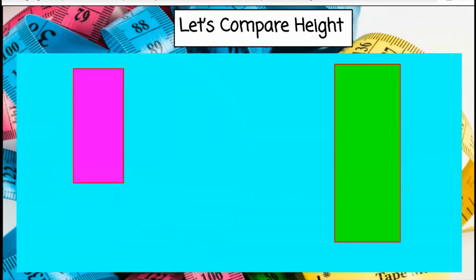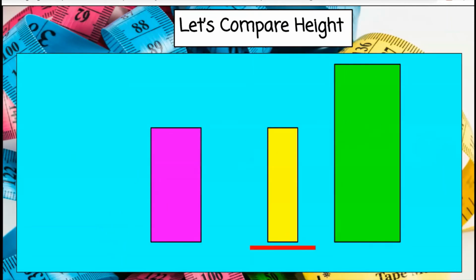Let's take a look at these two rectangles. We put our endpoints. So let's see. Which rectangle is shorter? Your teacher's going to pause the video and you guys are going to talk about which rectangle is shorter. Looking at these endpoints, there's a lot of space, but if we nudged that down, we would still see that the pink rectangle is shorter than the green.